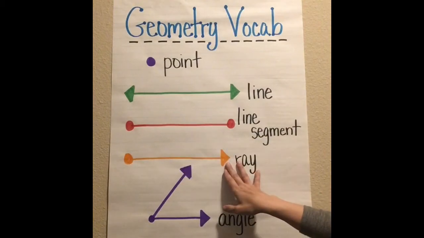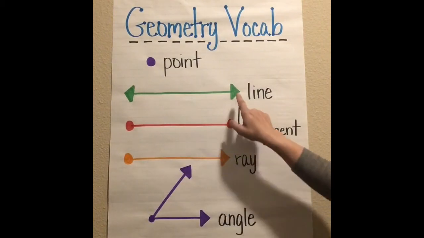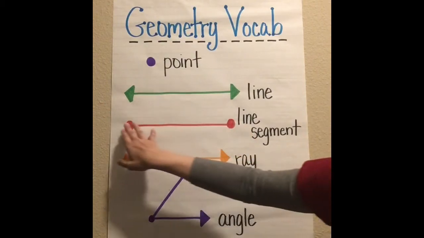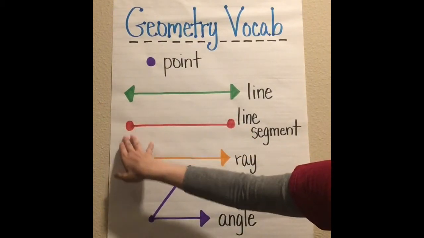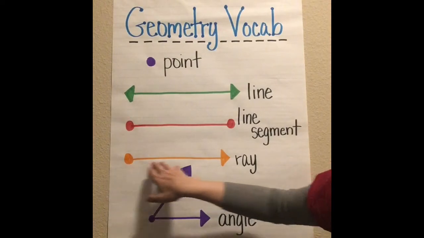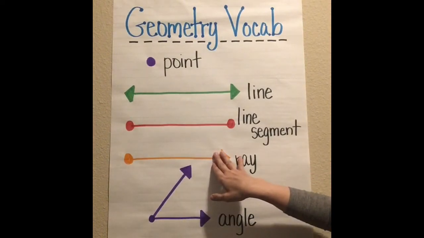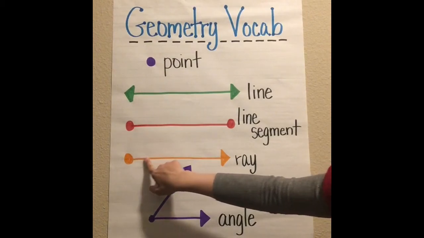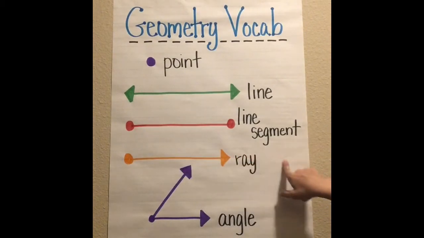Then in orange, you have a ray. A line has 2 arrows that go on forever. A line segment has 2 endpoints that stop the line, but a ray has an endpoint and an arrow. So it's part of a line, it has 1 endpoint, and it's straight and it continues on in one direction. So this one is going to continue on to the right.